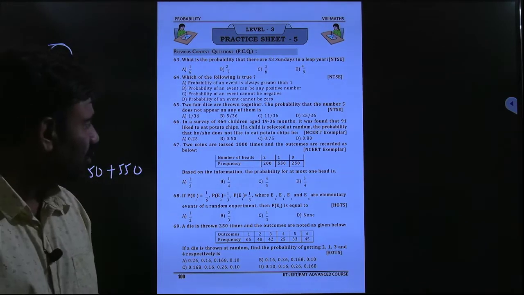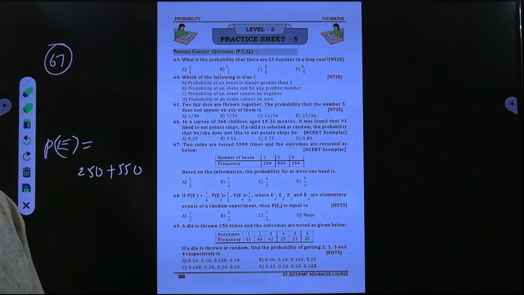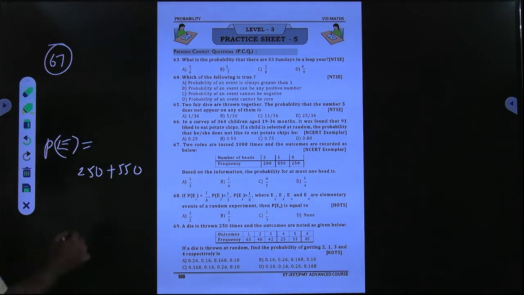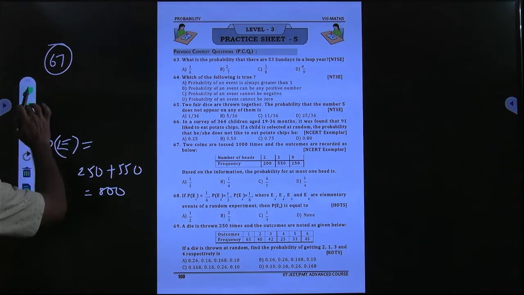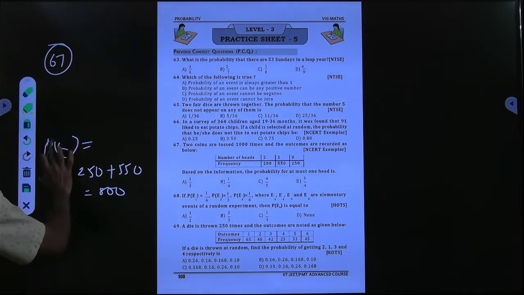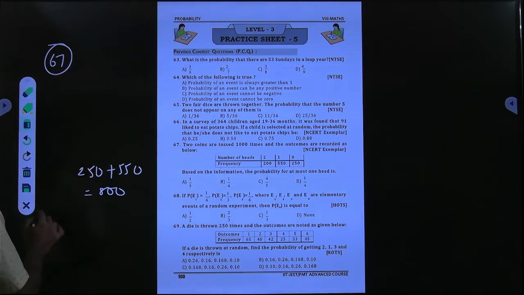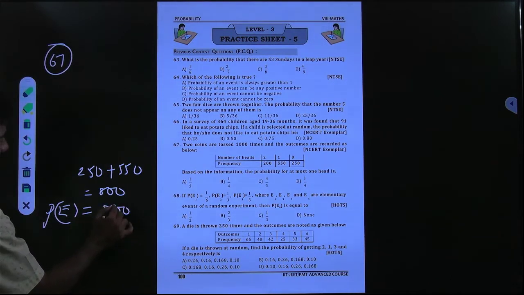The frequency of 2 heads is 200, but we should not get 2 heads now. So that is why we can take the number of favorable outcomes for the event as 550 plus 250, which is equal to 800. Therefore, the probability of the event, P of E, is equal to the number of favorable outcomes divided by the total number of outcomes, which is 800 by 1000.